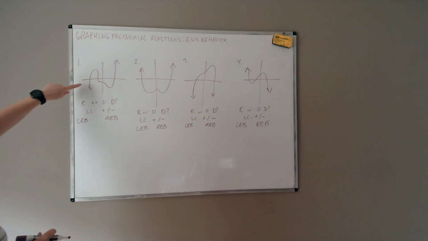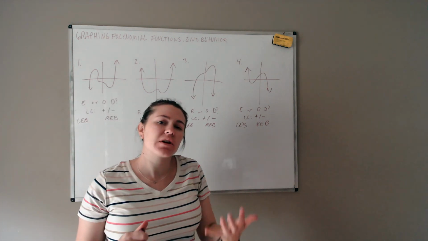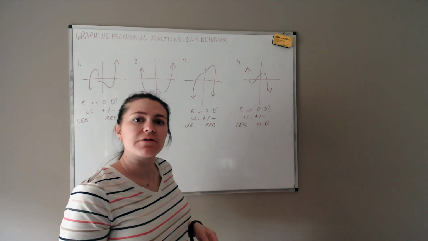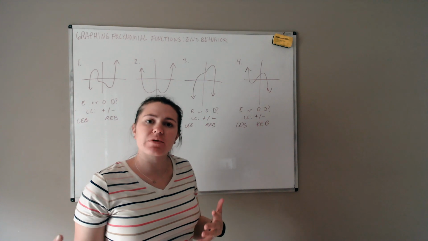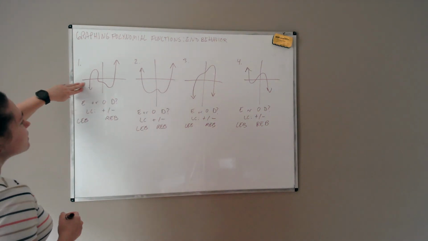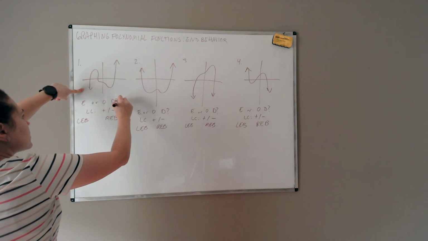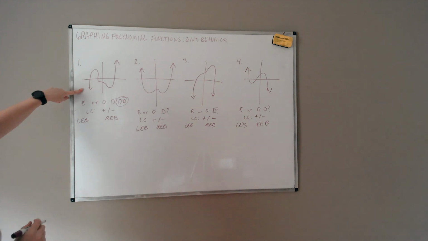And the first thing is, is this an even degree or an odd degree? Well, now that we know the difference between even degree and odd degree, okay, even degree, the end behaviors go in the same direction. Odd degree, they go in opposite directions. So is this an even degree or is this an odd degree? Since they go in opposite directions, number 1, this is an odd degree.